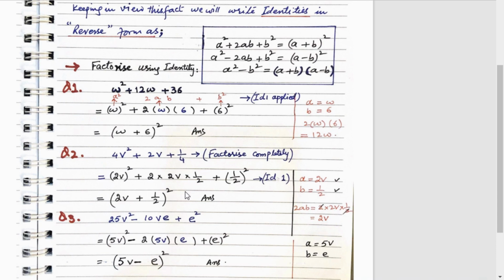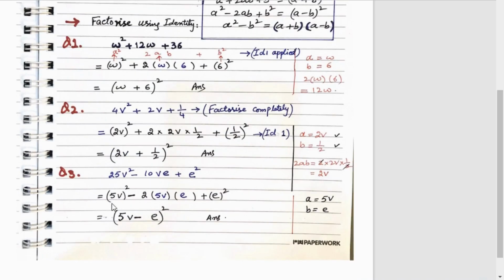We are using identity. Now, what is a over here? 2v. What is b over here? 1 by 2. Pick up 2v, a and b from here. Write down a and b over here and pick up the sign of 2ab. Always look at the sign of 2ab. This sign is the sign of the formula. So now 2v plus 1 by 2 whole square is the factor form of the given expansion.